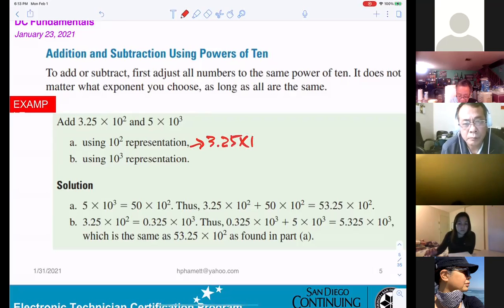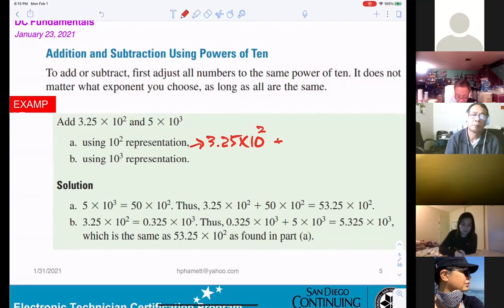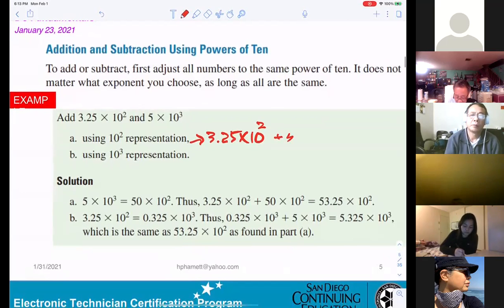So now you can see, on this one here, 3.25 times 10 power of 2, and you are adding. You need a common factor. You have to bring 10 power of 3 to 10 power of 2. Make sure they get the same power. So it will be 50 times 10 power of 2. Then you just add the numbers. Here I already gave you the solution. So the answer will be 53.25 times 10 power of 2.